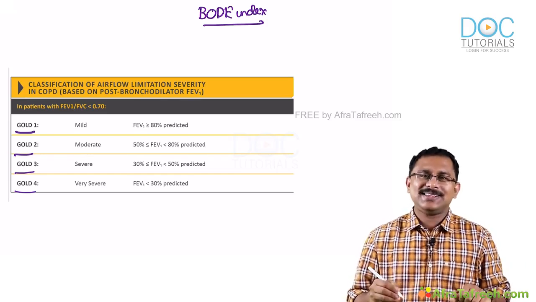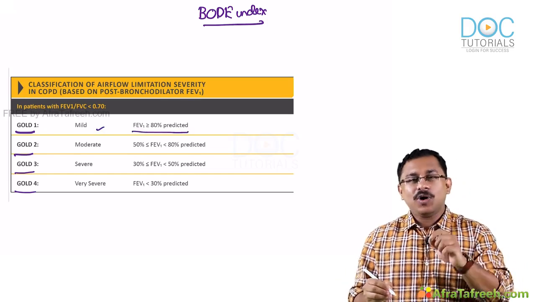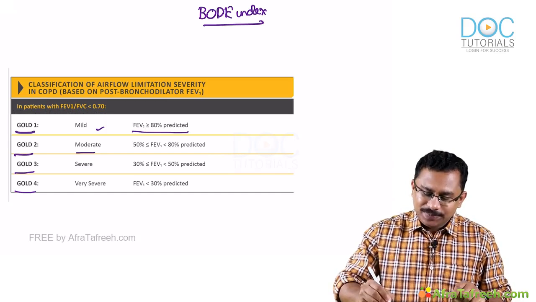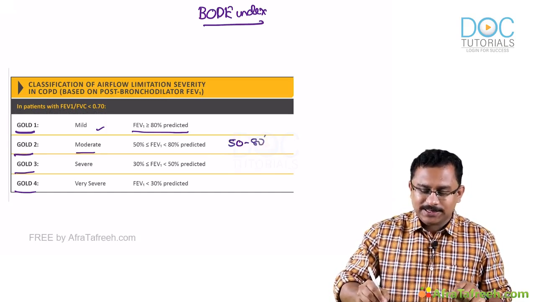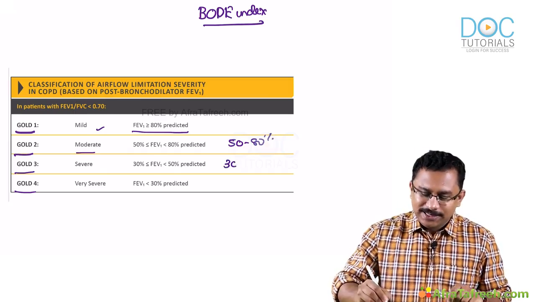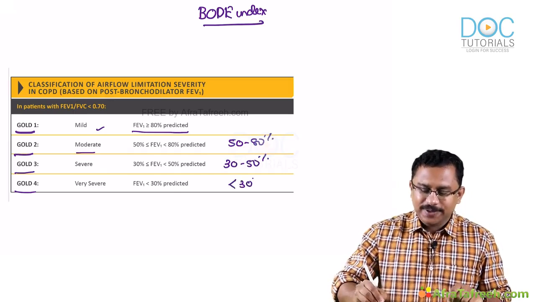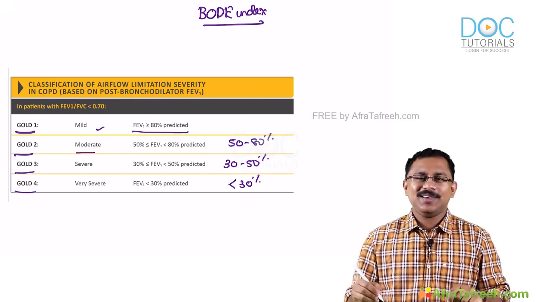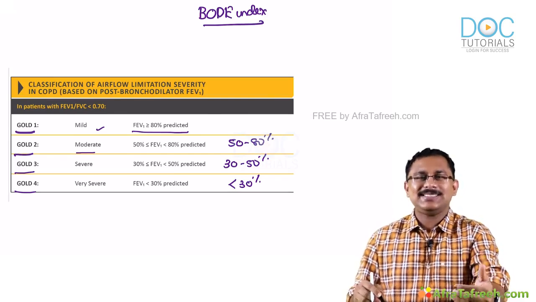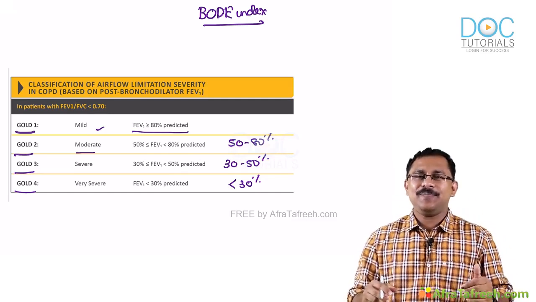Now, in this GOLD index, GOLD 1 is the mild variety, where the FEV1 is more than or equal to 80% of the predicted. GOLD 2 means FEV1 is 50 to 80% of the predicted. GOLD 3 means it is 30 to 50% of the predicted. And GOLD 4 is FEV1 less than 30% of predicted. So after the pulmonary function test, you have got to categorize the patient as GOLD 1, 2, 3 or 4 to ascertain the severity of the patient.